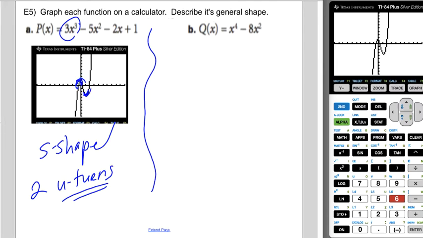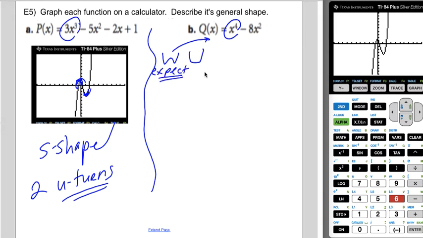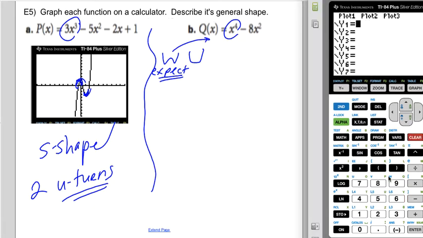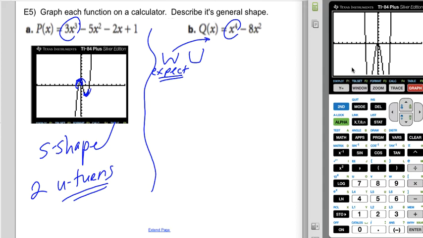If I graph the other one, I'm expecting this to be a W, right? I'm expecting it's either going to look like this or like one of those long parabolas. That's what I expect based on my knowledge of an x to the fourth. So let's go ahead and put that in: x to the fourth minus 8x squared, and double check that we have that right, and then hit graph. Yep, and there's my W.